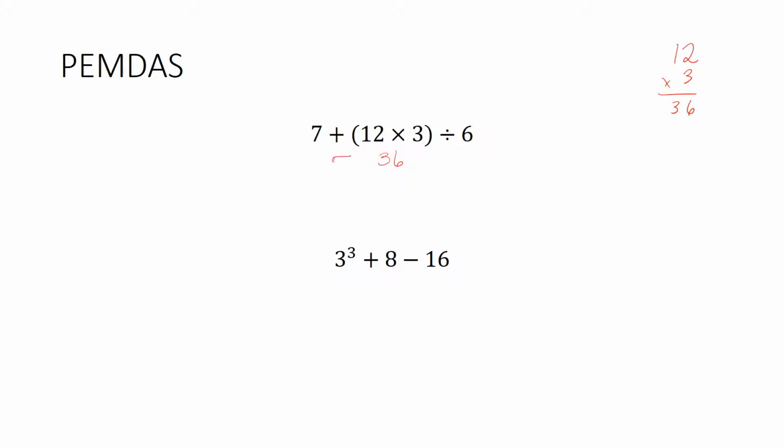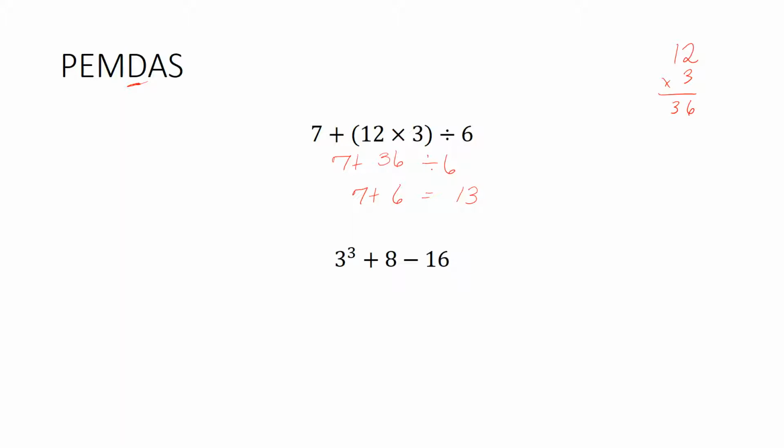Then we're going to go ahead and write our 7 plus and our divided by 6. PEMDAS says the next thing we need to do is the division. So we want 36 divided by 6, which is 6. So I'm going to do 7 plus 6, which is equal to 13.